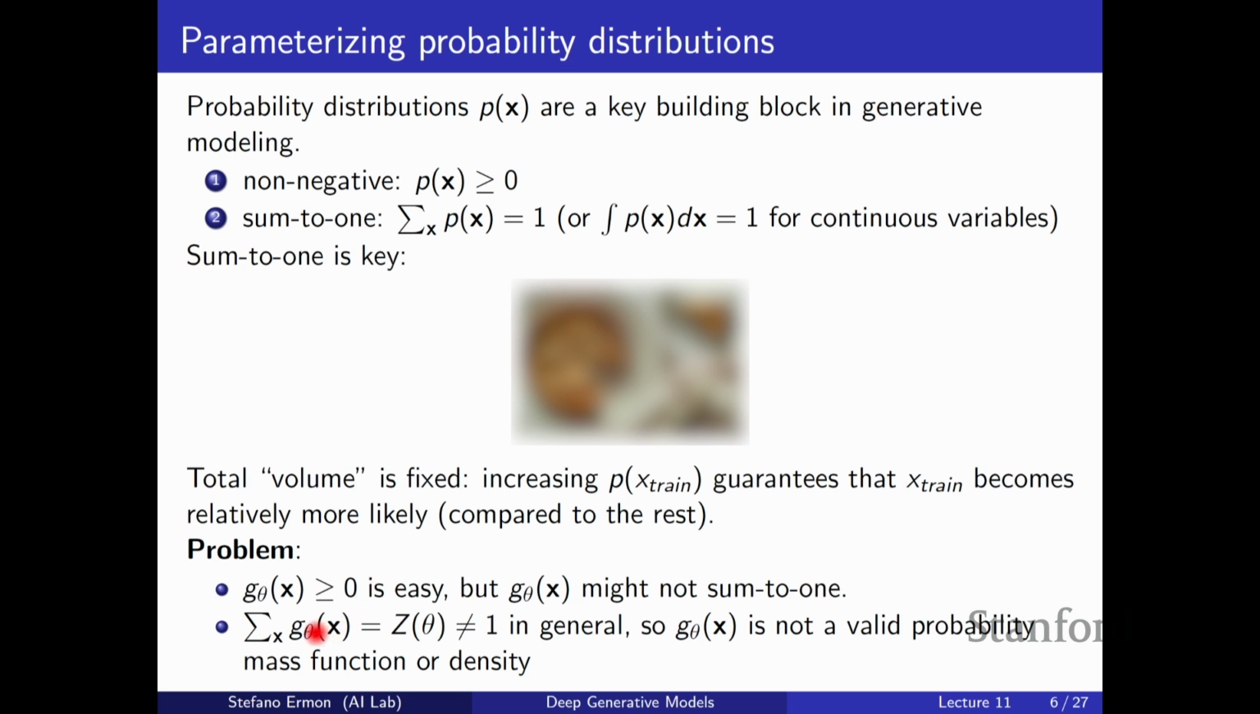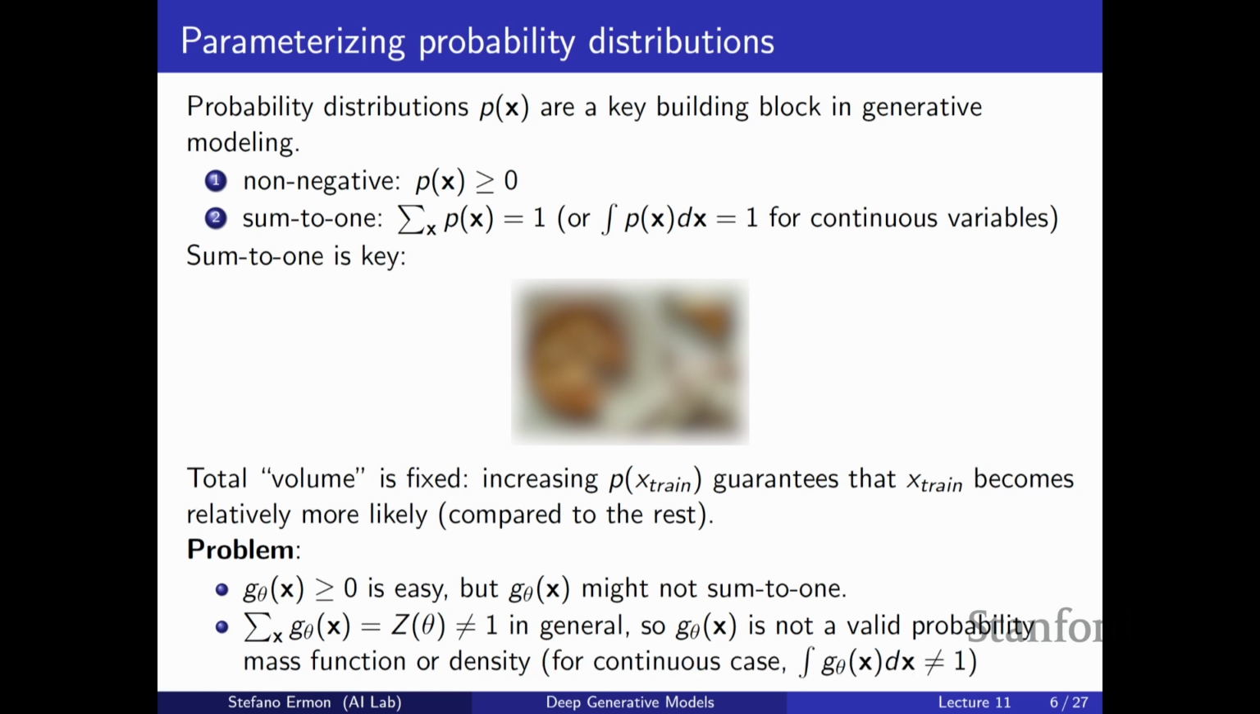If you go through all possible inputs and you evaluate the output of the neural network and sum them up, you're going to get a value. But in general, that value is going to depend on theta, the parameters of your neural network, and it's not going to be 1, it's not going to be something fixed. Unless you choose g theta, your function family, in some very special way, like an autoregressive model, or with invertible architectures, where it's guaranteed by design that no matter how you choose your parameters, the total mass or the total volume is fixed.